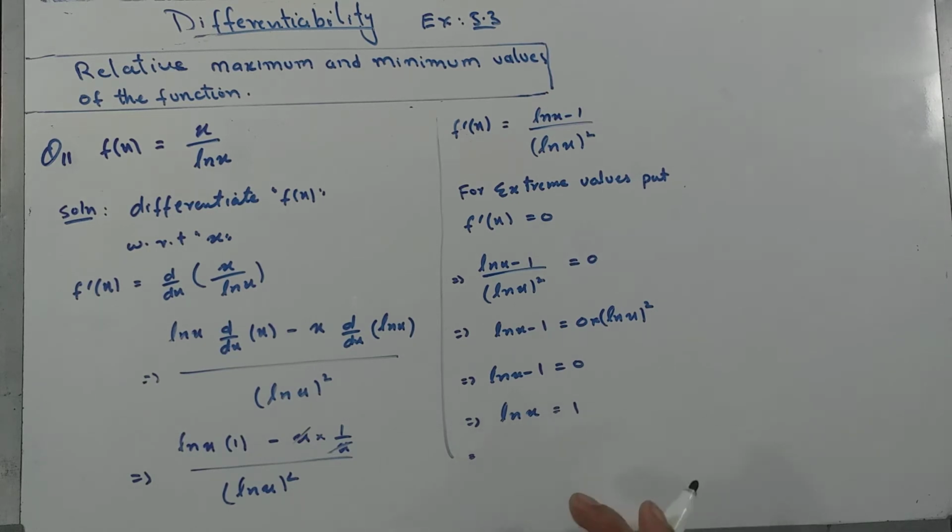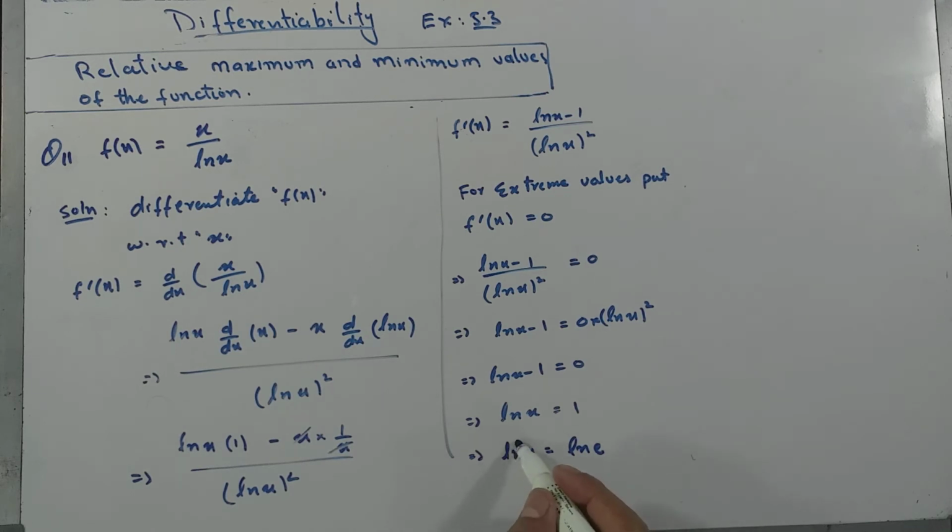Now we can take ln on both sides. Okay, no need for taking ln on both sides. So ln x is equal to 1 multiplied by ln e. We can write this, because ln e is equal to 1, so we can put ln e for 1. Okay, ln e is equal to 1, so ln e for 1.